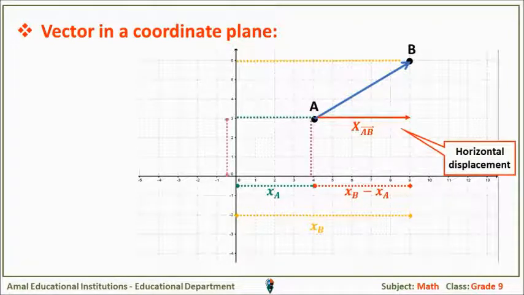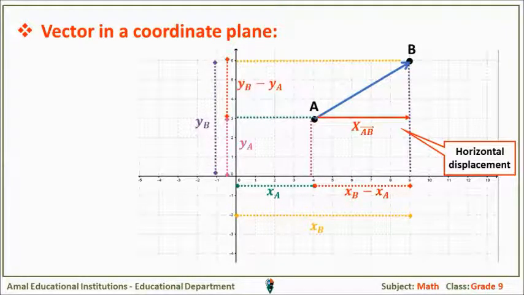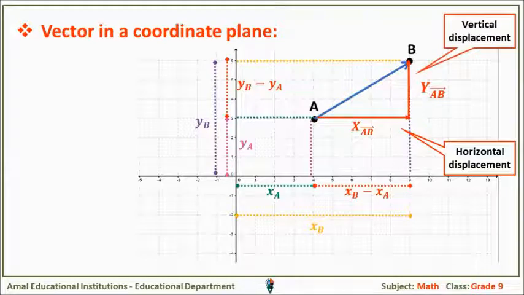The pink line now represents y of A. We will speak now about the ordinate of the vector AB. The blue one represents y of B. So, the red line again represents yB minus yA, which is y of AB, the ordinate of the vector AB, called its vertical displacement.